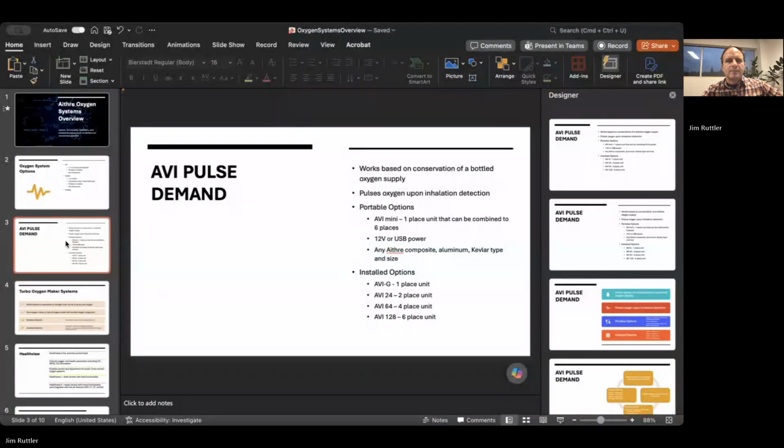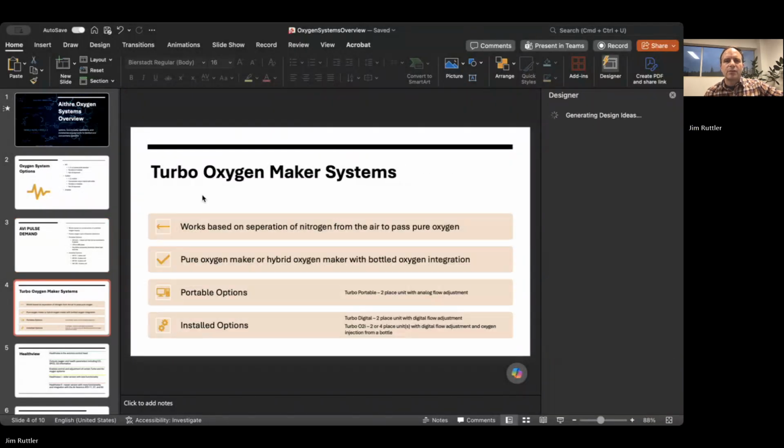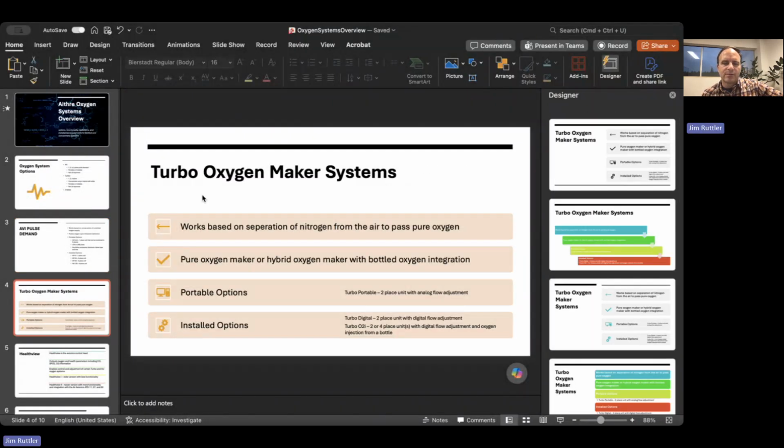Go back to the presentation. Next slide. The turbo oxygen makers. This is where most of the excitement is directed towards the turbo oxygen makers, and we have a few different options. Some of those options have caused confusion, but we're going to clear that up here.